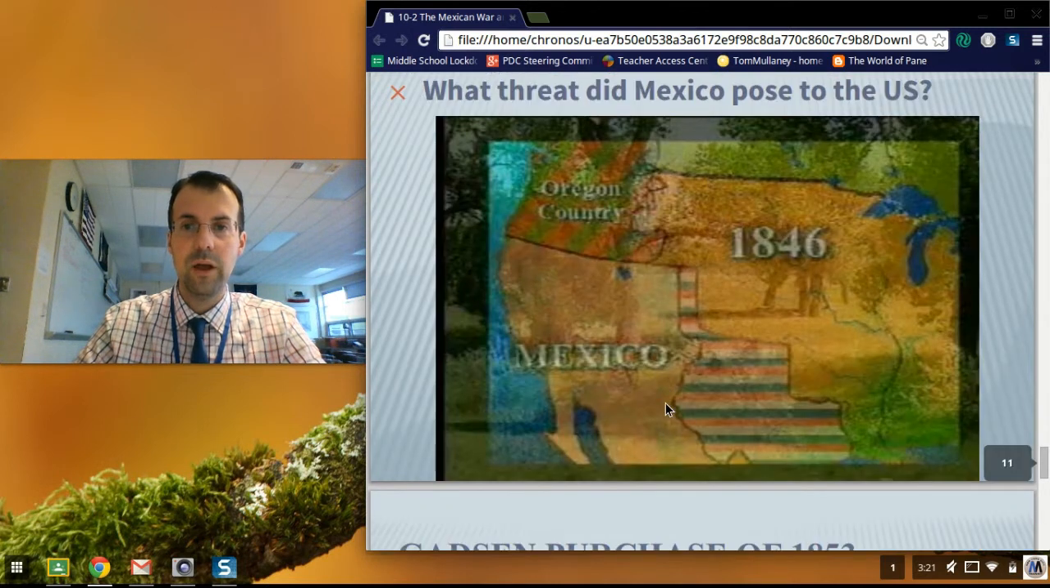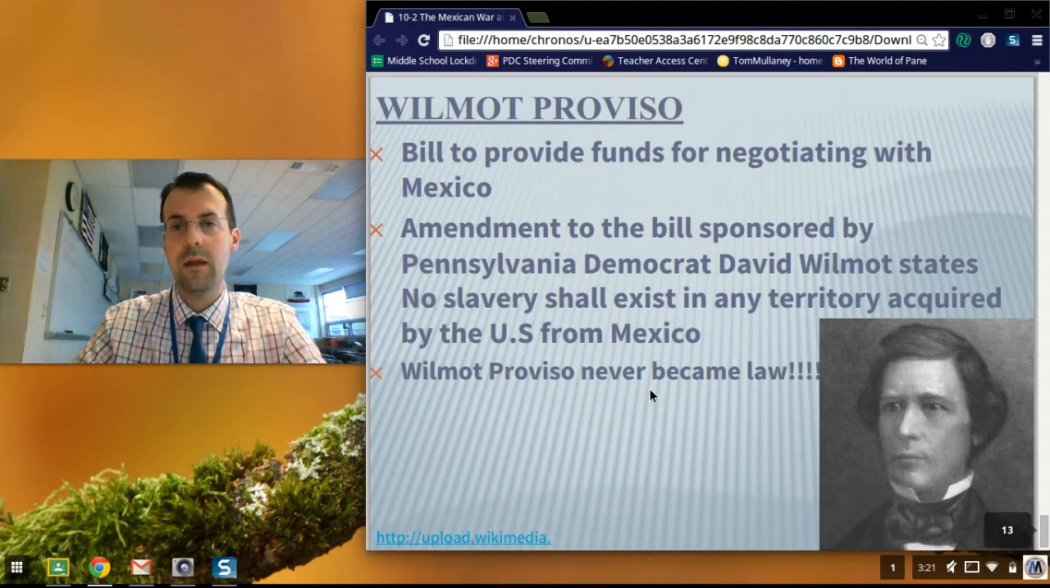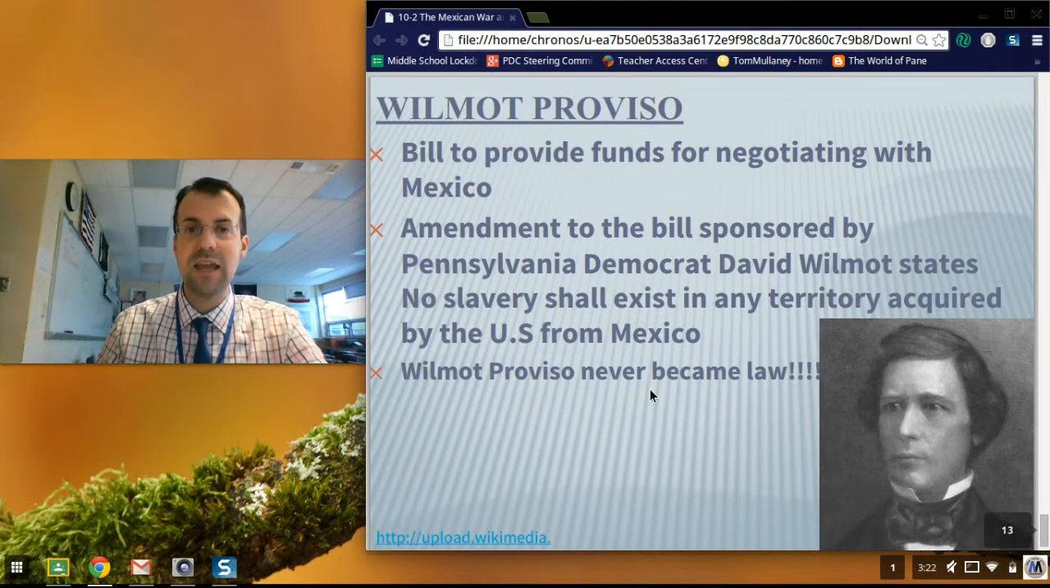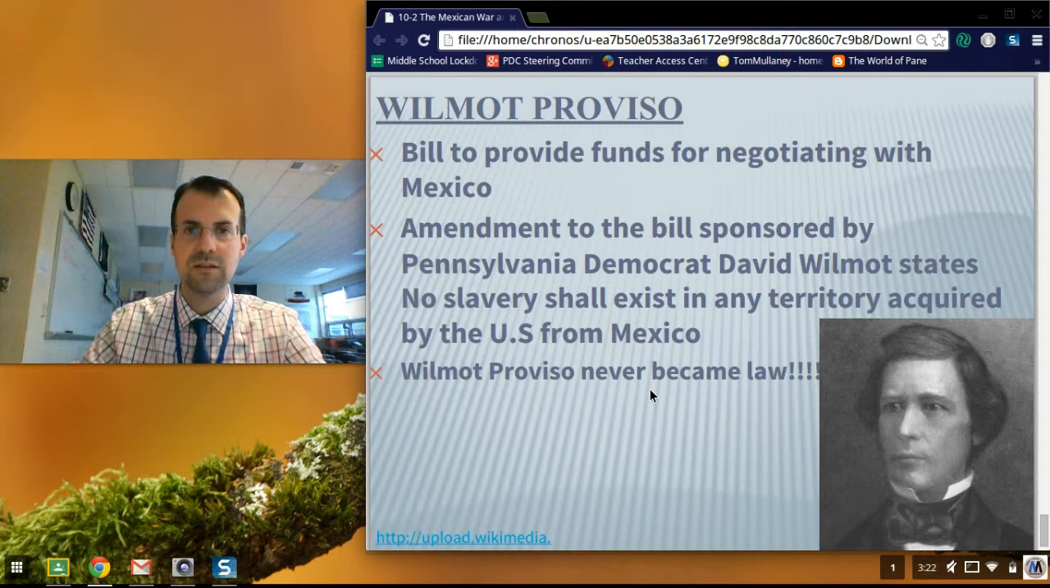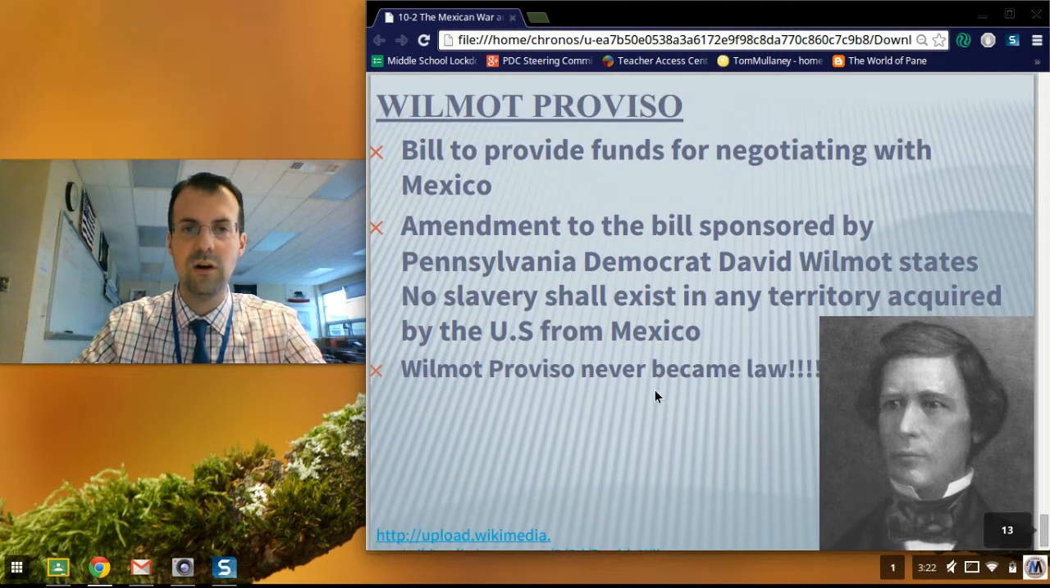And so a Pennsylvania congressman named David Wilmot drafts something called the Wilmot Proviso. It was meant to attach to a law providing funds for negotiating with Mexico that declares that no slavery shall exist in any territory acquired by the U.S. from Mexico. It never became law, but it was a flashpoint of controversy between the North and the South. And so that is the Mexican War and the extension of slavery.